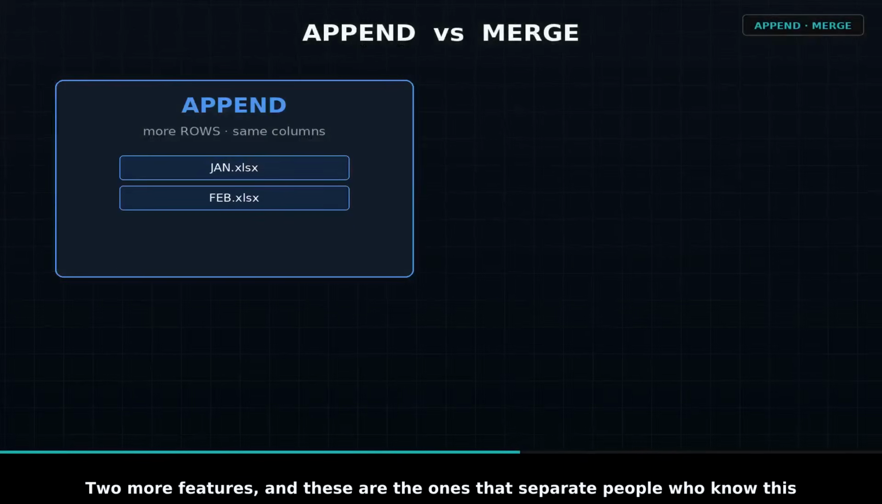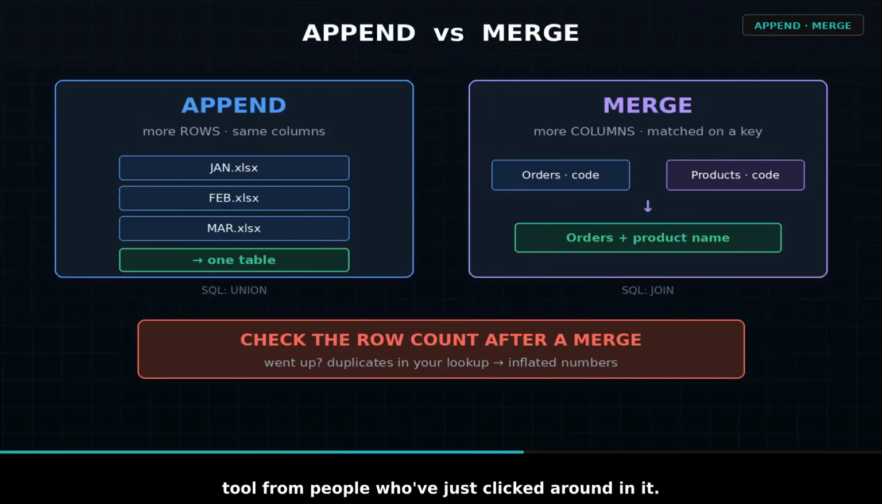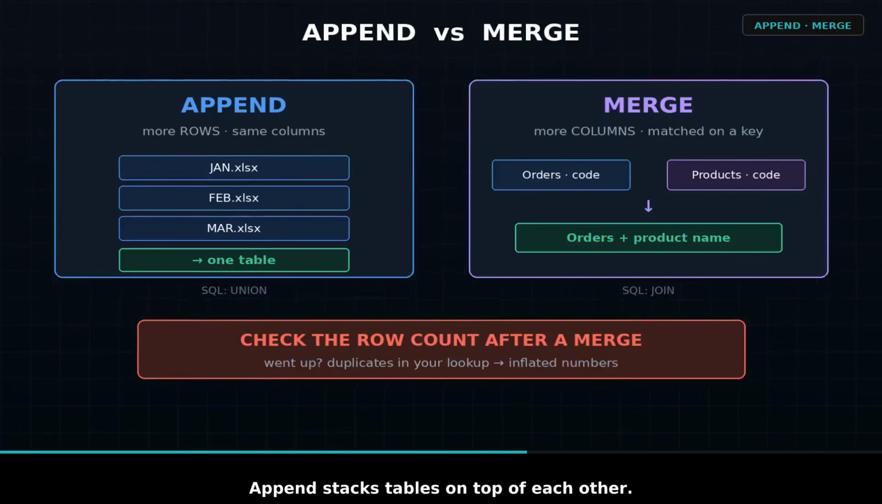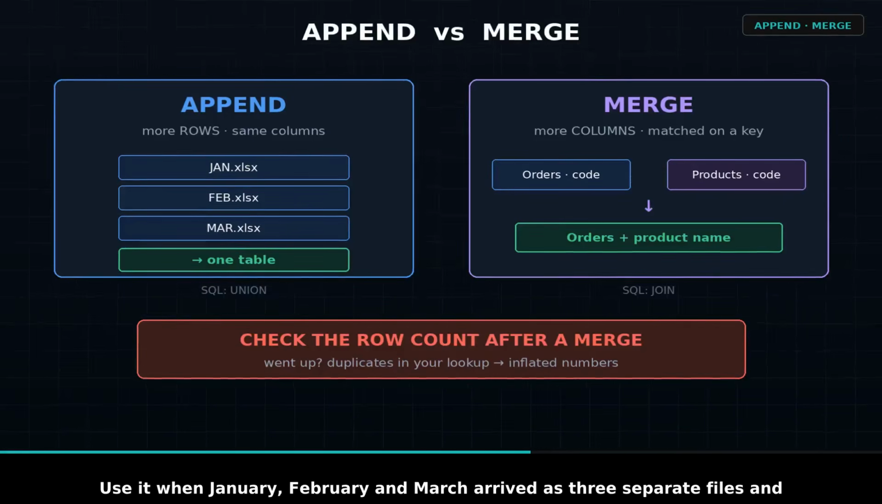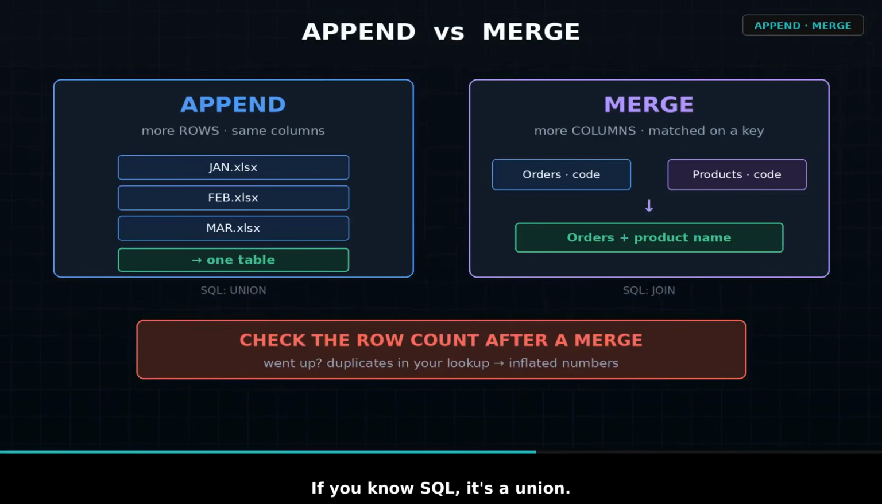Two more features, and these are the ones that separate people who know this tool from people who've just clicked around in it. Append and merge. Append stacks tables on top of each other. Same columns, more rows. Use it when January, February and March arrived as 3 separate files and you want one table. If you know SQL, it's a union.